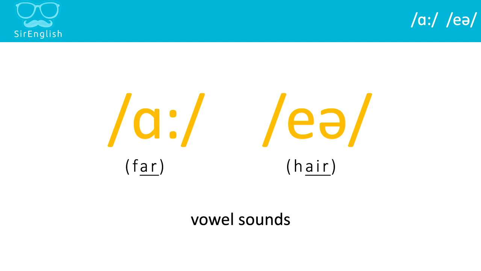These are the two vowel sounds we're going to focus on in this lecture. "Ah," as in far, and "air," as in hair. So the first thing you noticed, I'm sure, is that the first vowel is long.